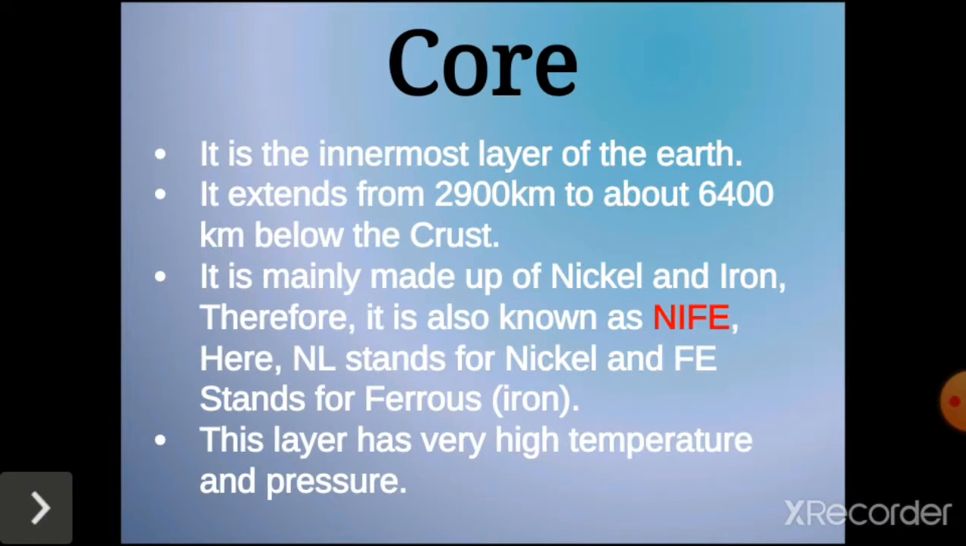Core. The innermost layer of the earth is called the core or barysphere. It is separated from the mantle by a boundary called the Gutenberg discontinuity. It extends from 2900 km to about 6500 km below the crust.